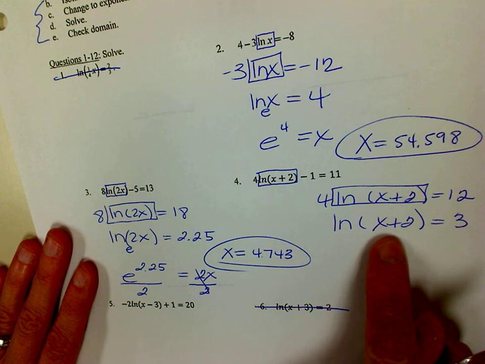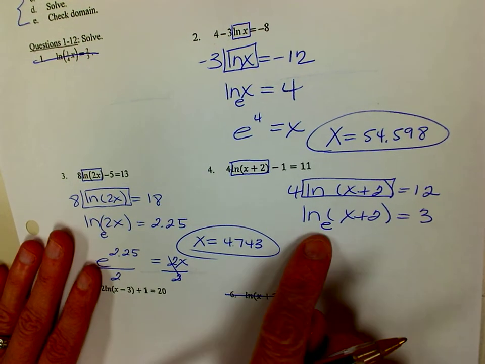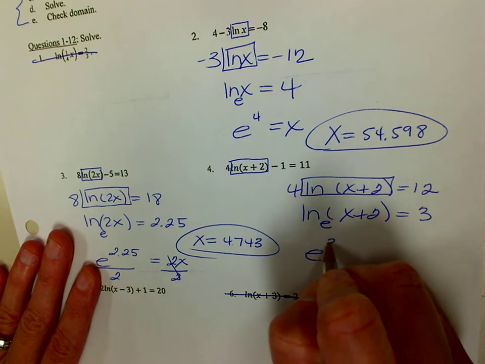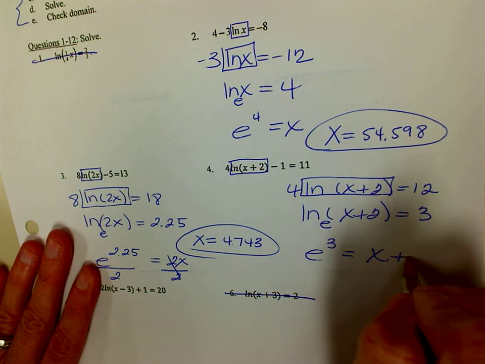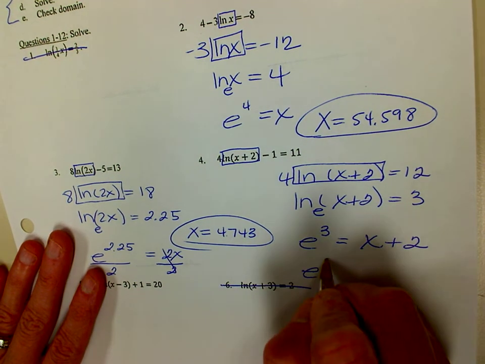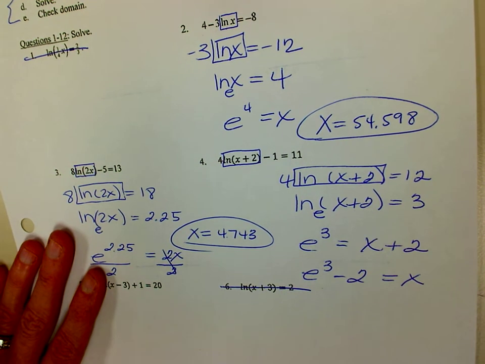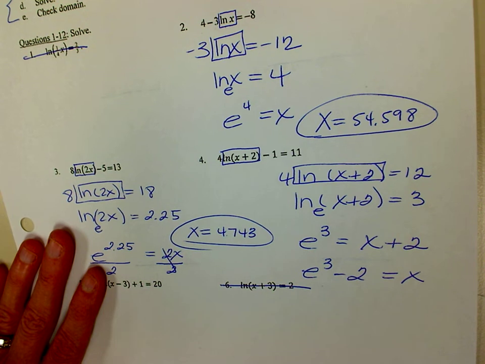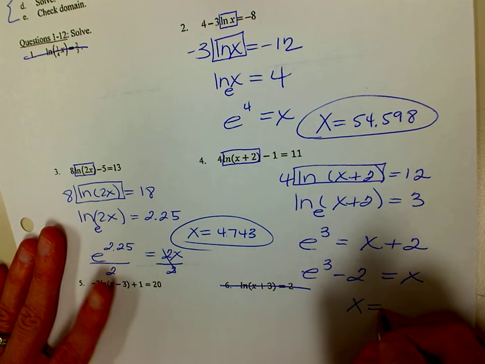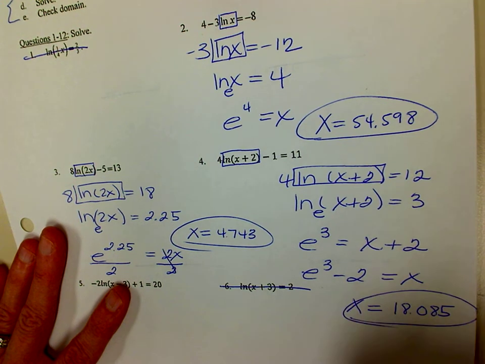Okay, once this is isolated, I'm going to rewrite this in exponential form. There's really an e there again because of the natural log. So e to the 3rd power equals x plus 2. So first I got to figure out what e to the 3rd power is. Then I'm going to subtract 2 from that. E to the 3rd power minus 2. That's going to be about 18.085.